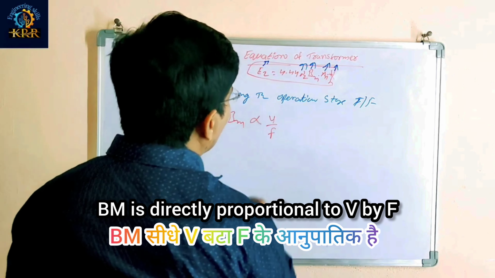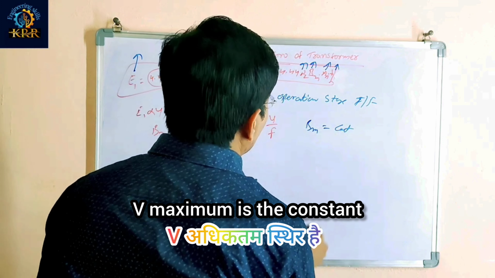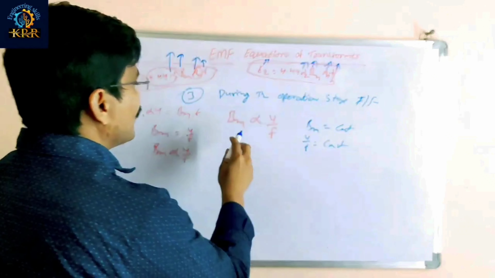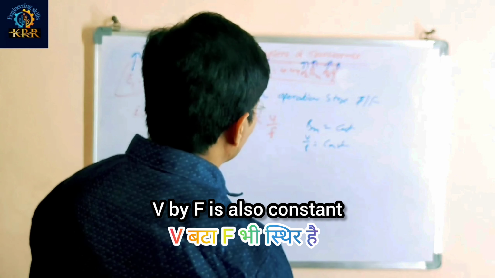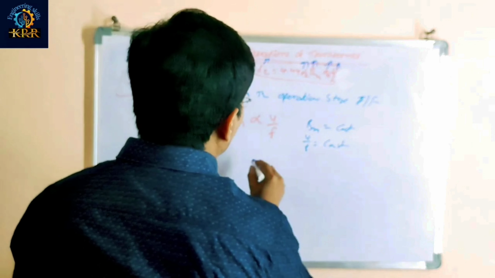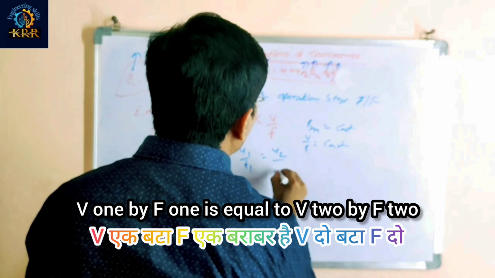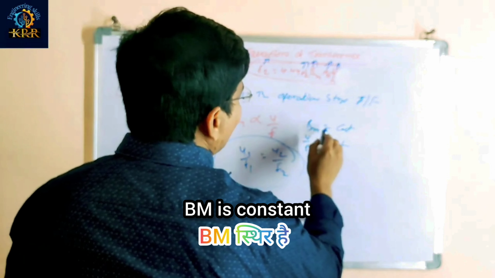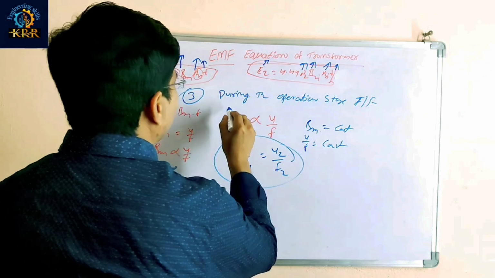In this case, B maximum is constant. V by F is also constant. V maximum is constant. V1 by F1 is equal to V2 by F2. This is the equation. Bm is constant, so V by F must be constant. This is case 1.